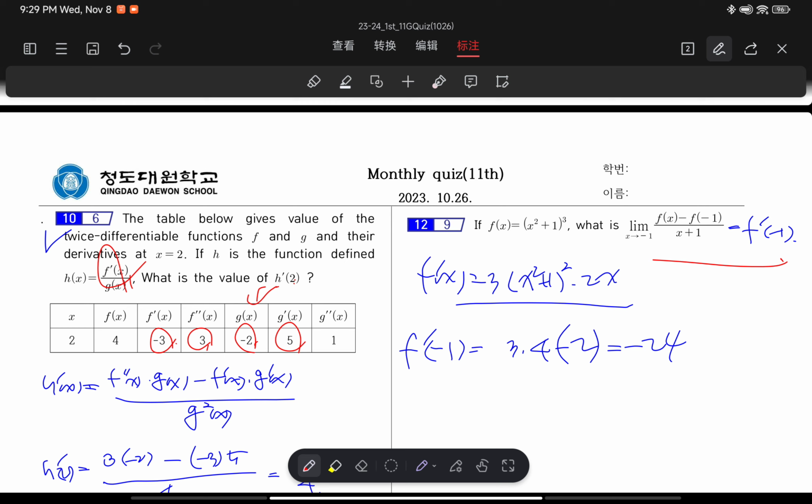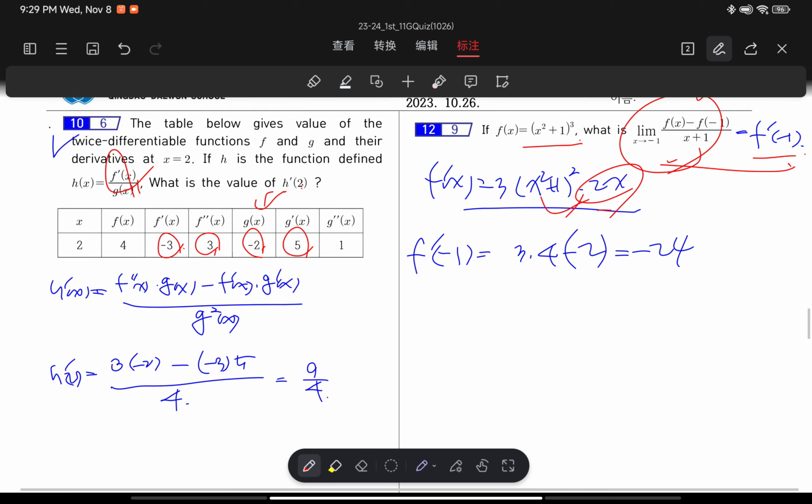Okay, so that right term means f prime 1. So using the derivative of polynomials, here f prime x is 3 times (x squared plus 1) squared times 2x. Okay, so put in x equal to minus 1, equal to minus 24 and 6.